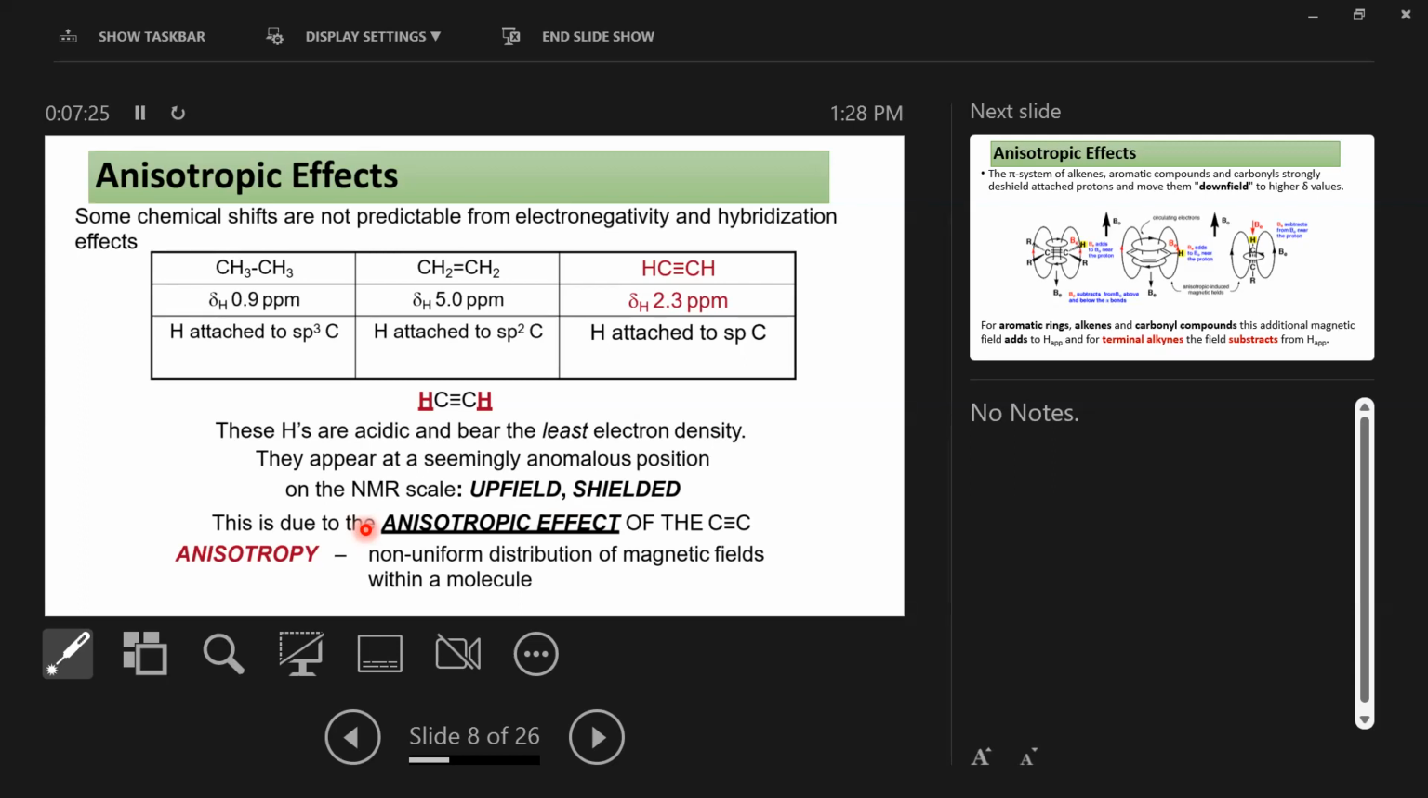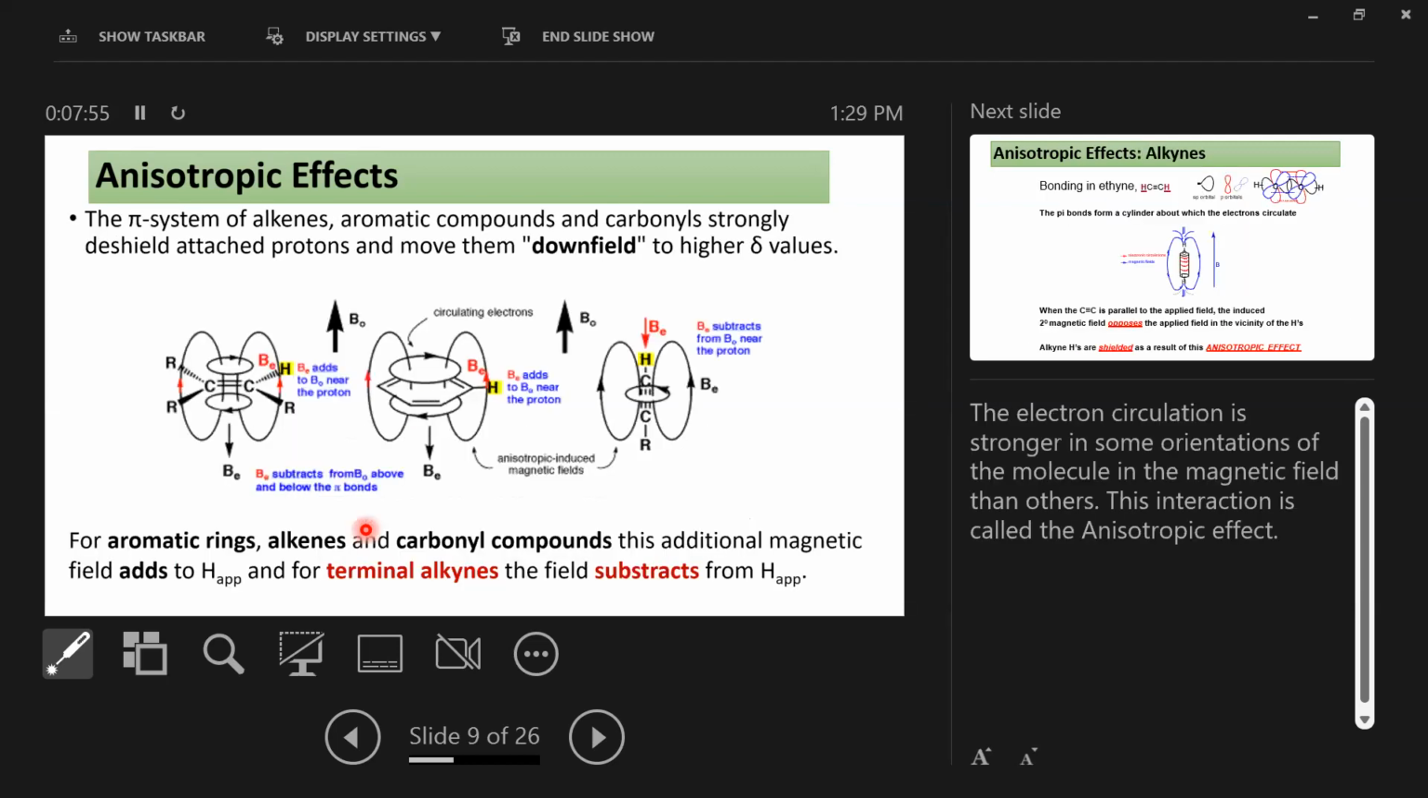It's an anomaly, but you can explain it. So I could ask you guys this question, I could give this right back and say, explain the anomaly of why ethyne comes up at a chemical shift of 2.3 while ethene and ethane come at 5 and 0.9 respectively. That's a good question. But then you'd have to say it's an anisotropic effect and then explain what it is and draw the diagram I'm going to show you next.